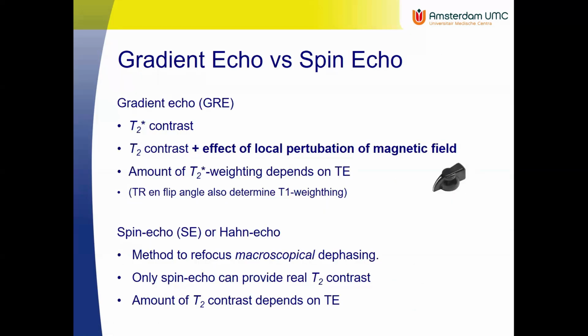So what's happening there? I'm talking about basically, and the MRI simulator also showed you an option for switching between the two sequences, the gradient echo and the spin echo. Now, the gradient echo actually does show a T2 star contrast, and that is T2 contrast, and T2 is the tissue property we've been talking about all the time, plus some extra feature, which is local perturbation of the magnetic field.